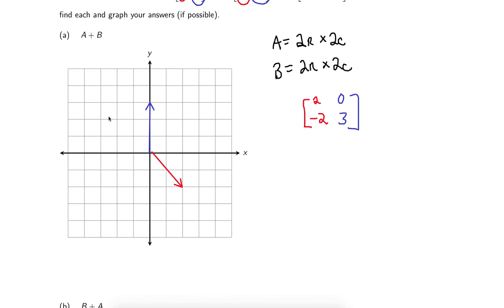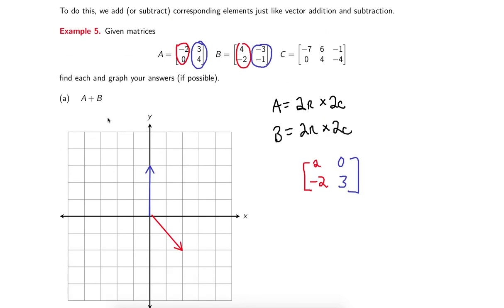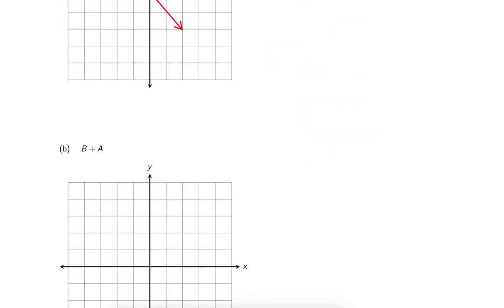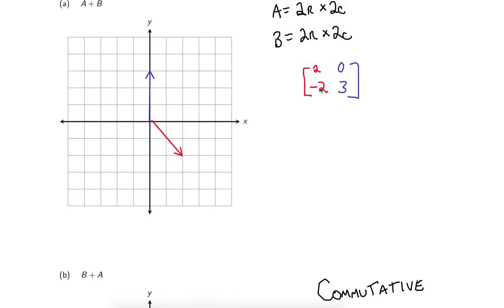And much like with vector addition, we say matrix addition, since it doesn't matter what order we add the two matrices. If we do matrix A plus matrix B, we will get the same answer as matrix B plus matrix A. We say matrix addition is commutative. So it means it doesn't matter what order we add our matrices. So the answer to part B here, B plus A, is exactly the same as what we got in part A.